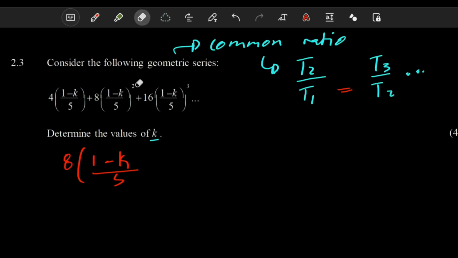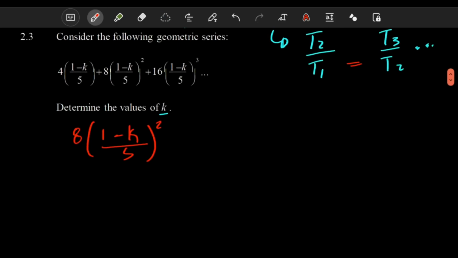No, come on, bro. Come on, man. Do better, my guy. Do better. So this is T number 2, right? T2, we're dividing it by 4 with 1 minus k, the whole thing over 5. And then here you're going to have the same thing.